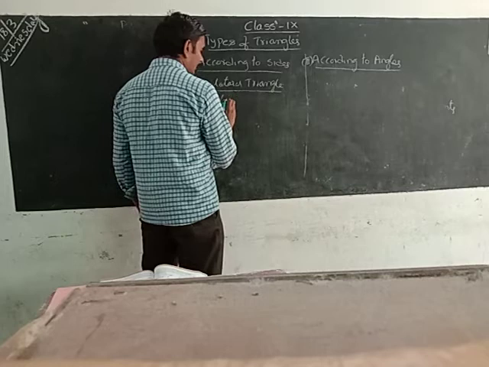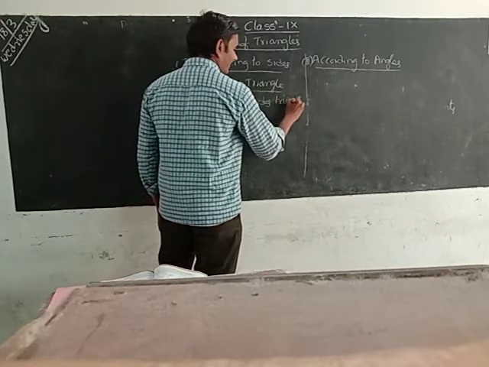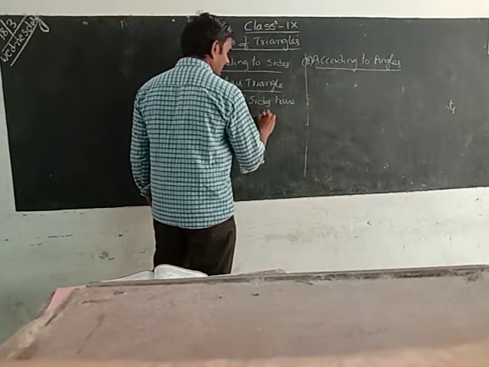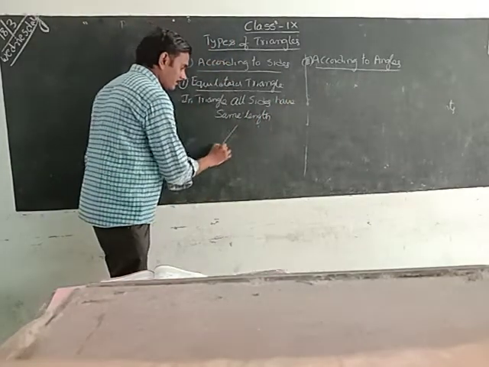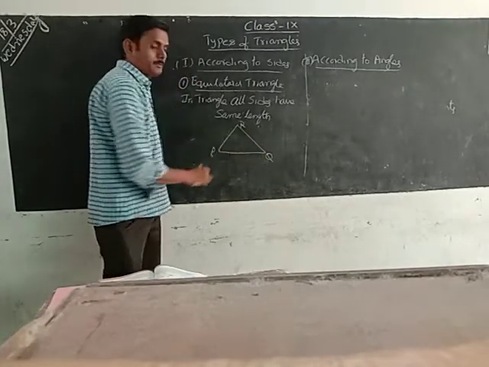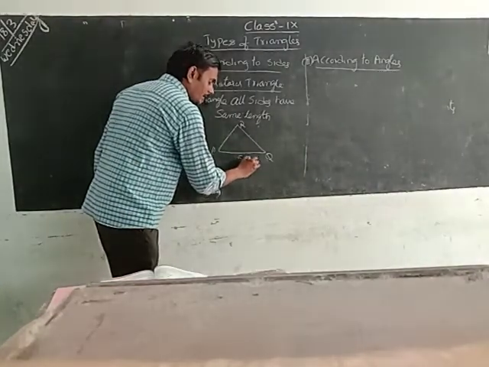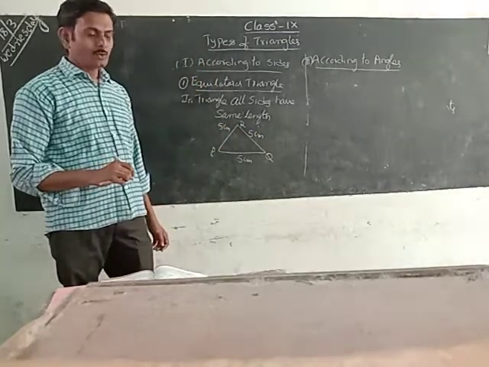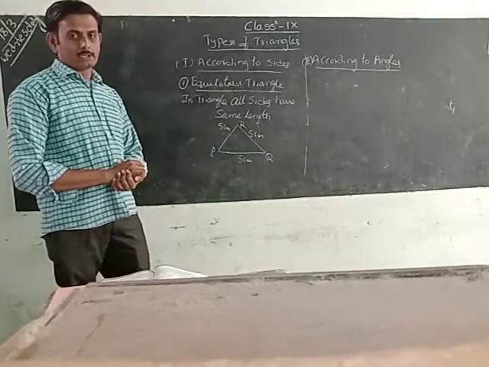In a triangle, all sides have the same length. We can take an example. I name it triangle PQR. Each side has the same length. That means, for example, if this is 5 centimeters, then this is 5 centimeters and this is 5 centimeters. These three having equal length is called an equilateral triangle.